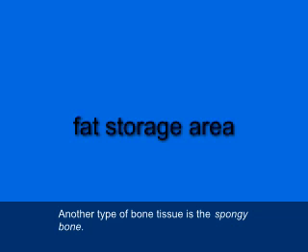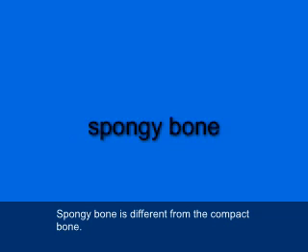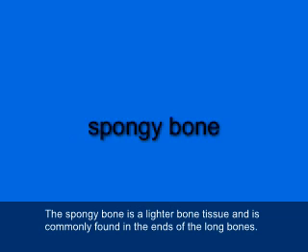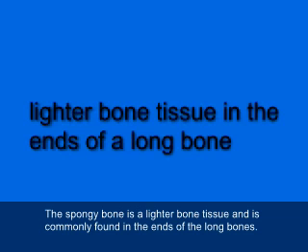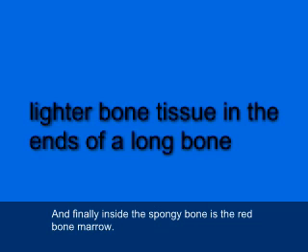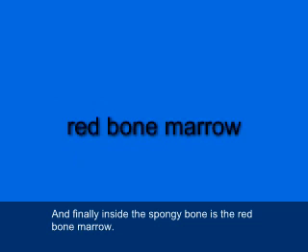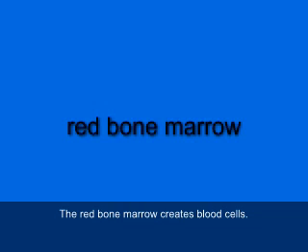Now, another type of bone tissue is the spongy bone. The spongy bone is different from the compact bone. The spongy bone is a lighter bone tissue, and it is commonly found in the ends of the long bones. And finally, inside the spongy bone is the red bone marrow. The red bone marrow creates blood cells.